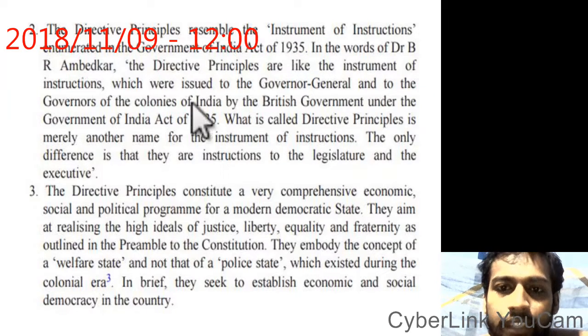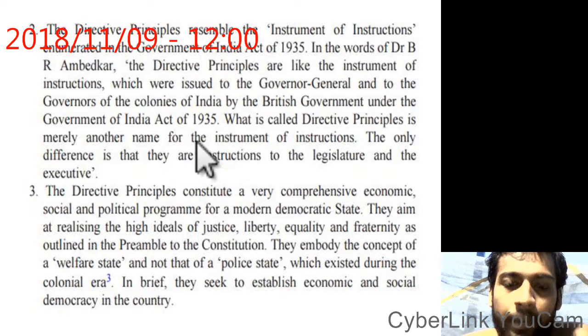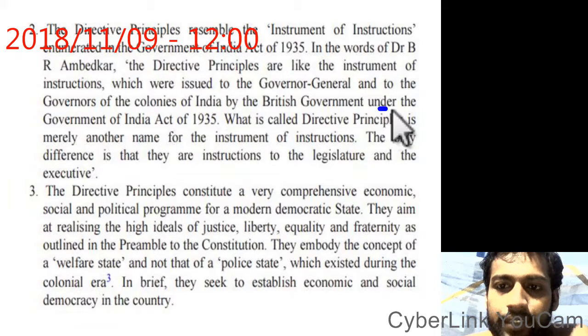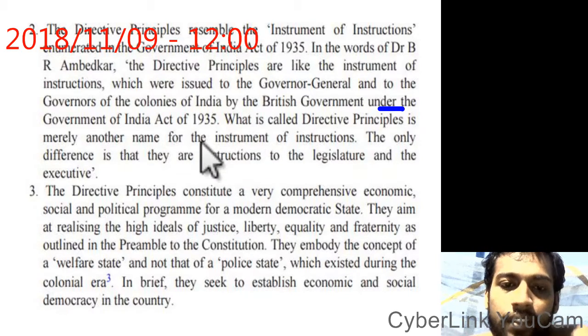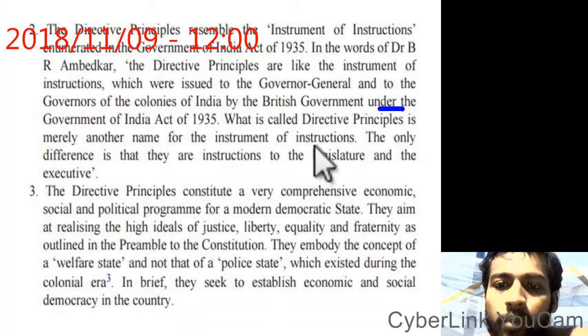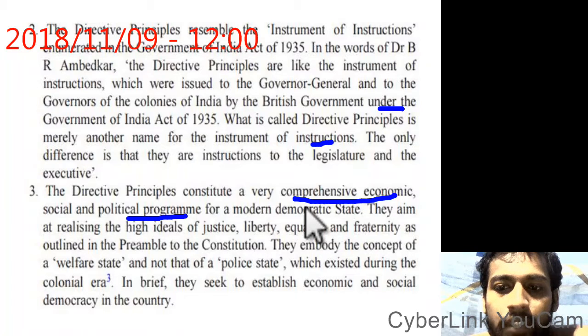Important point, the Government of India Act 1935 is mainly described here. The directive principles are merely another name for the instrument of instructions. Here it is a very comprehensive economic, social and political programme for a modern democratic state.